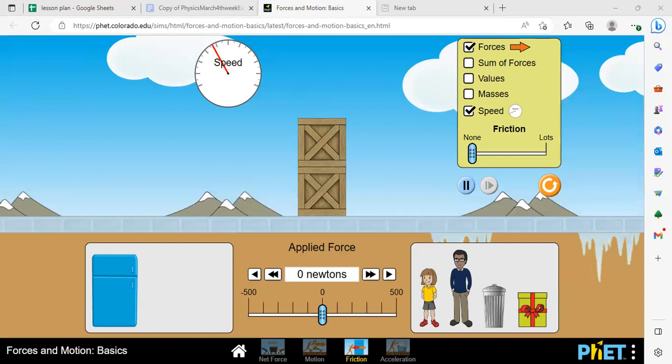When forces are balanced, the object can be stationary or moving with constant velocity.